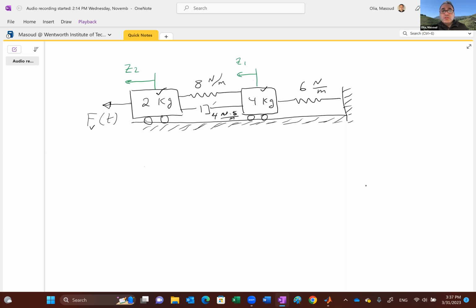But first we have to get the differential equation. We're going to end up getting two second order equations, so we're going to have second derivatives. And then these two equations are coupled together, so you cannot solve each one independently.